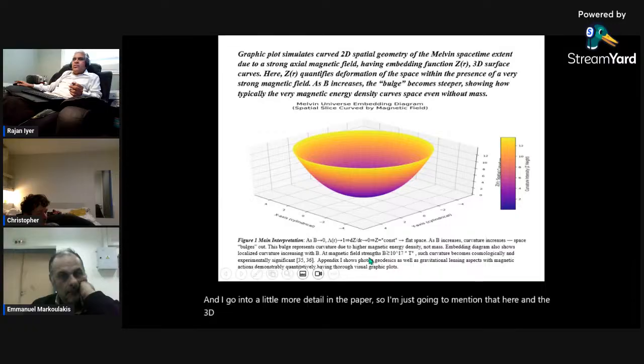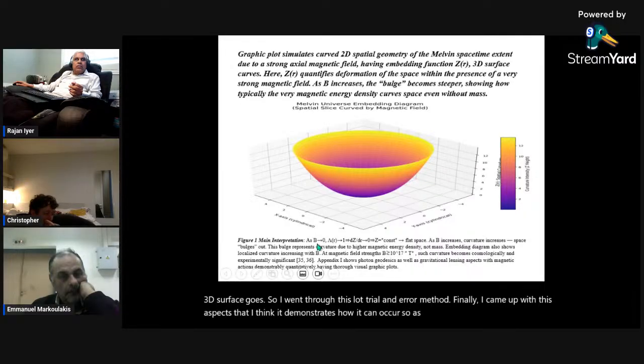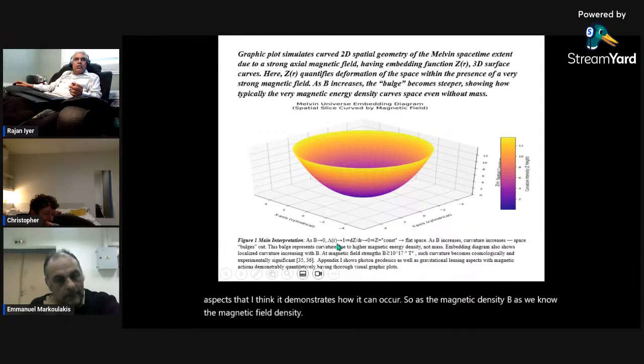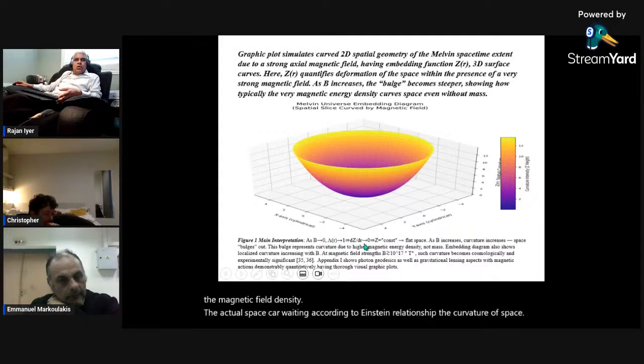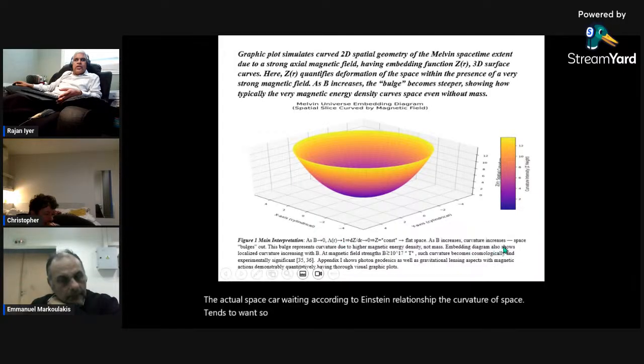I went through a lot of trial and error. Finally, I came up with these aspects that I think demonstrate how it can occur. As the magnetic field density B increases, the space curvature, according to the Einstein relationship, tends to 1. Because of that, as B increases, curvature increases.